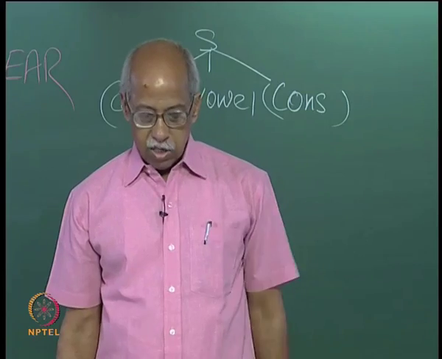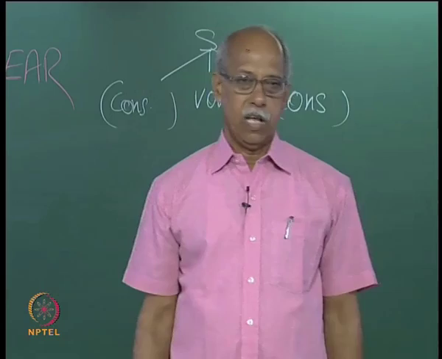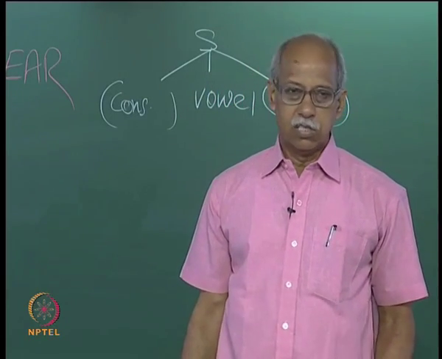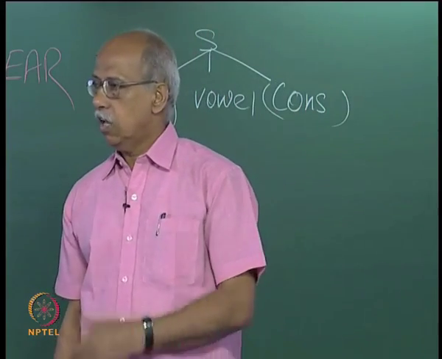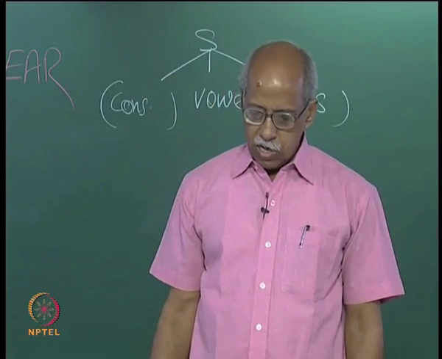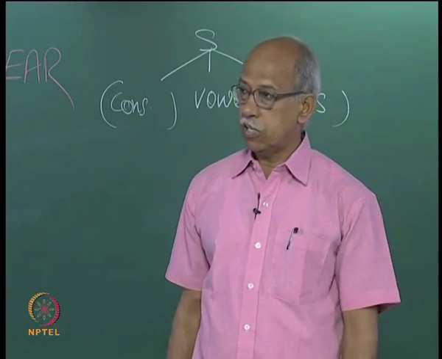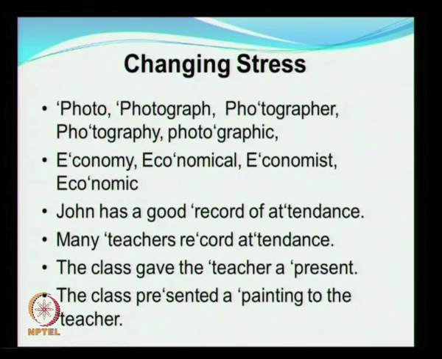Third, the same word used as verb has one kind of pronunciation, and again later used as noun has another kind of pronunciation. Just listen, do not repeat. John has a good record of attendance. What part of speech is record here? Is it a noun or a verb? Noun, because a good record. Okay, it's a noun. So when it is noun, it is record.